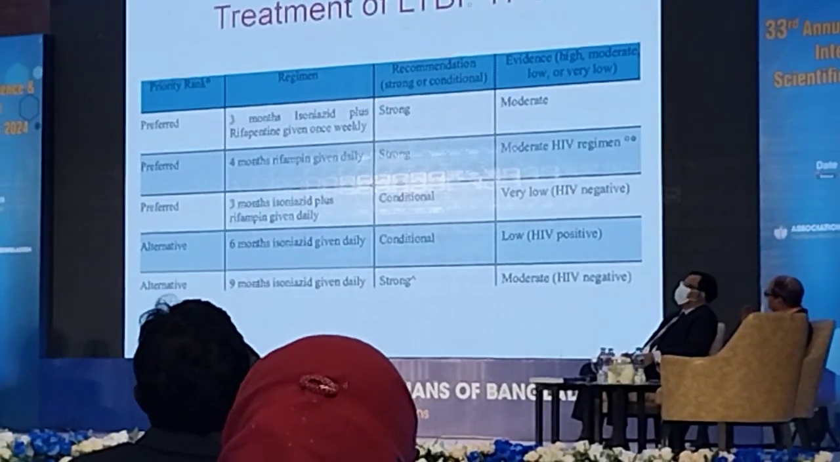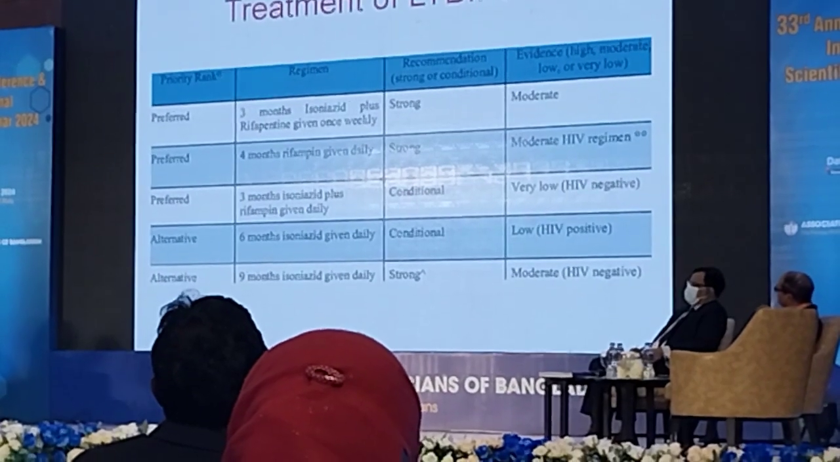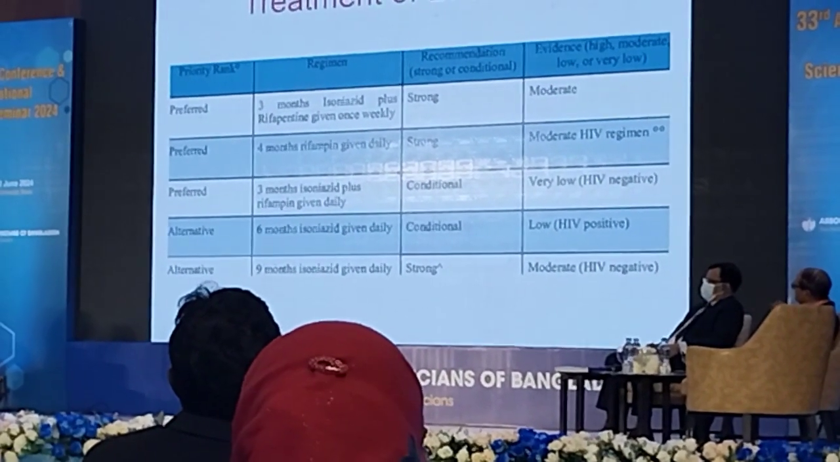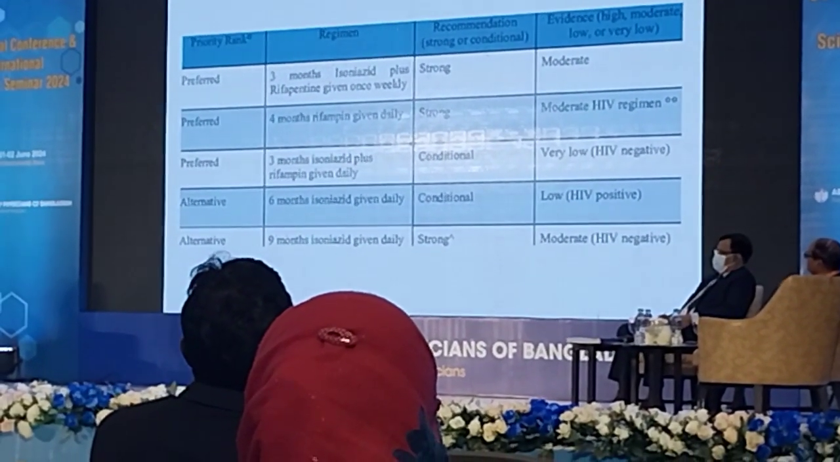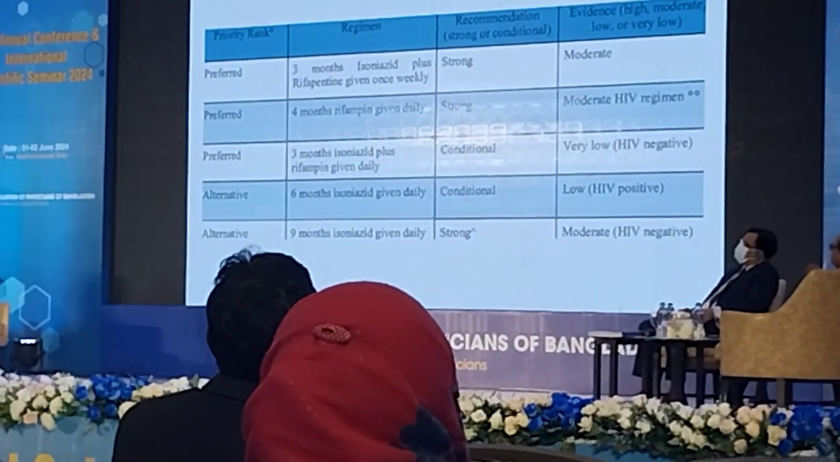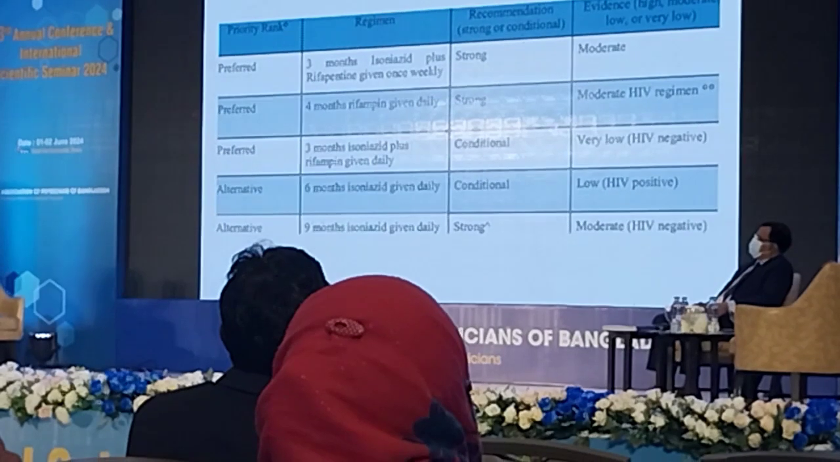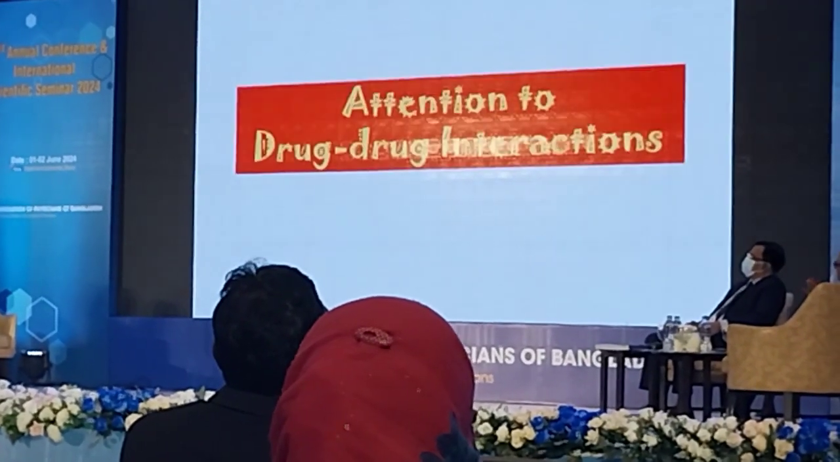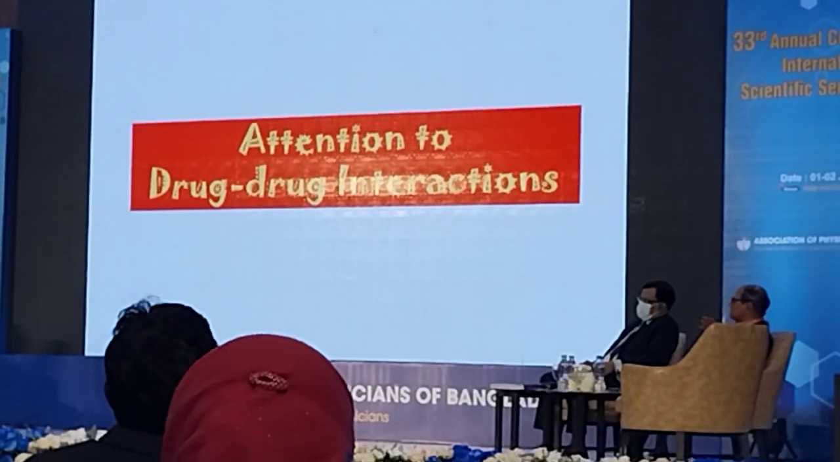And this is also another preferred option: 4 months of rifampicin, rifampicin monotherapy for 4 months. It is actually recommended for those who cannot tolerate INH or those who have HIV, because some of the anti-HIV drugs have interactions with isoniazid.